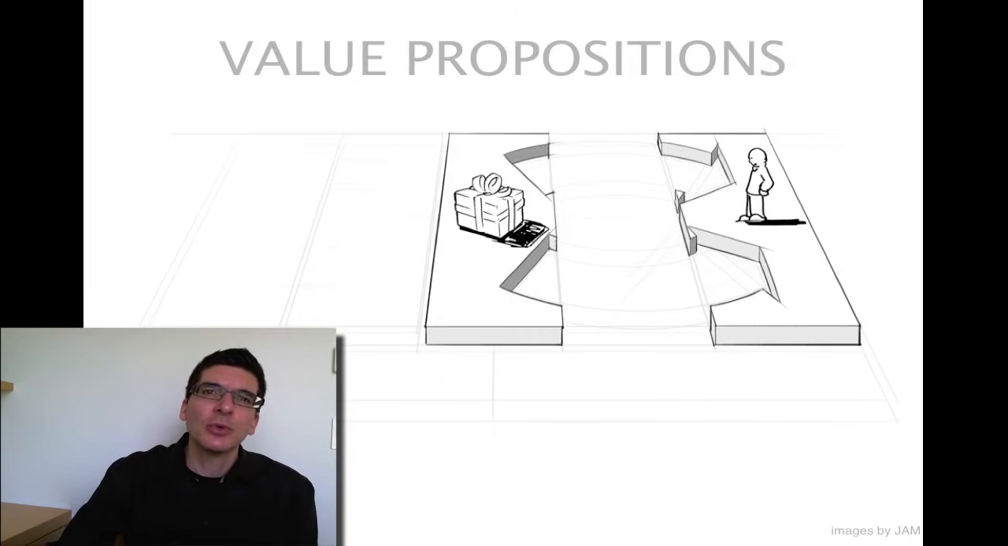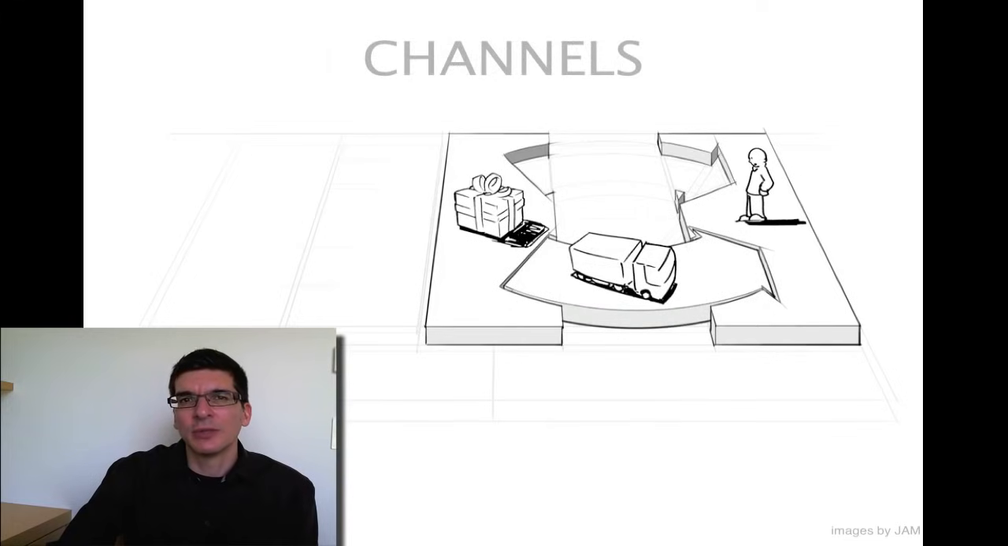So once you know who you're targeting and what you're offering, you need to ask yourself, how do these customers want to be reached? Through which channels? Through which channels do they want to communicate with me as a company, as an organization? Through which channels do they want to receive the goods? Is it a physical channel? Is it a digital channel? Are we talking about stores? Are we talking about direct channels? Are we talking about indirect channels? So ask yourself, how does each customer segment want to be reached?